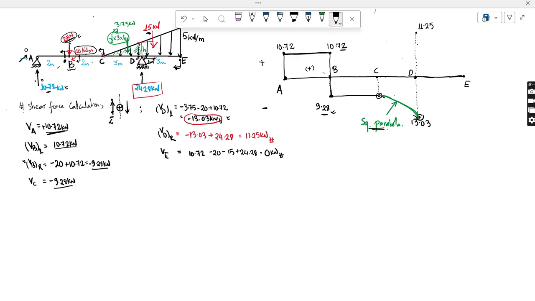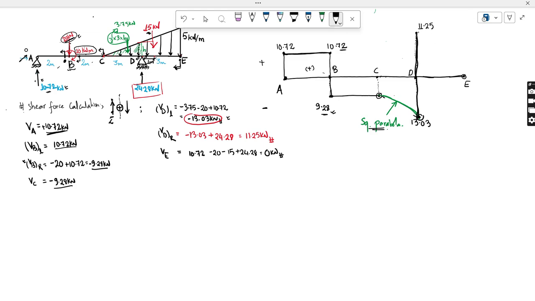I will maybe show it in the next video, because it will be lengthy if I show you how it comes as a square parabola. For that we have to cut a section in between C and D, and find the equation of that section, and it will be a function of x squared. So that's how it comes as a square parabola. Fine for now. So let's draw this straight line from here all the way to this 11.25. Okay, this is it. Now at point E, this is coming at 0.